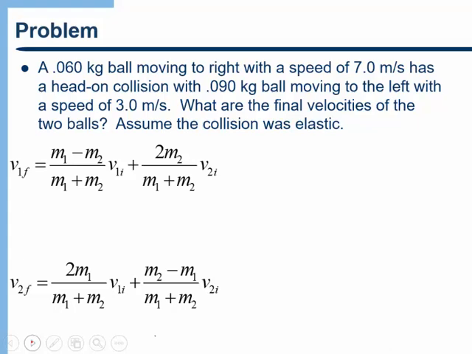Why don't you go ahead and get some practice with these formulas by doing this problem. A 0.060 kilogram ball moving to the right with a speed of 7 meters per second has a head-on collision with a 0.090 kilogram ball moving to the left with a speed of 3 meters per second. What are the final velocities of the two balls? Assume the collision was elastic. Because we've been told it's elastic, we know that we can use these two formulas. Go ahead, pause the video, plug in, and see what you get.